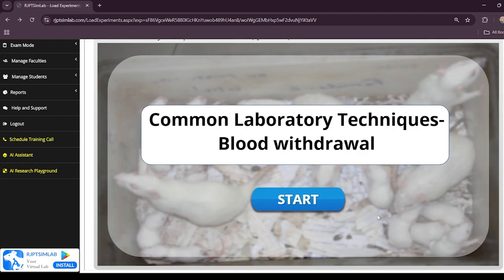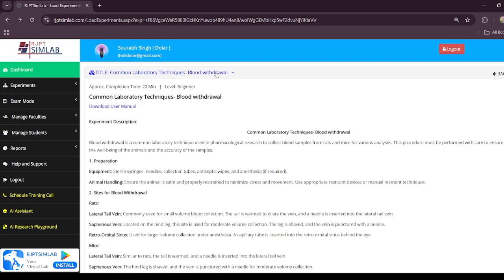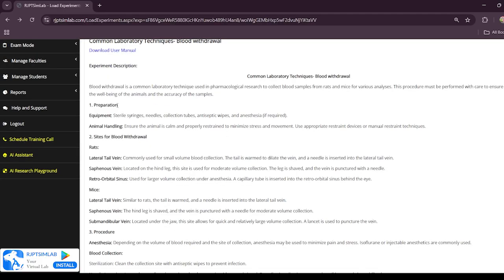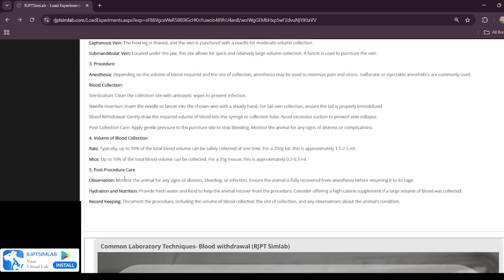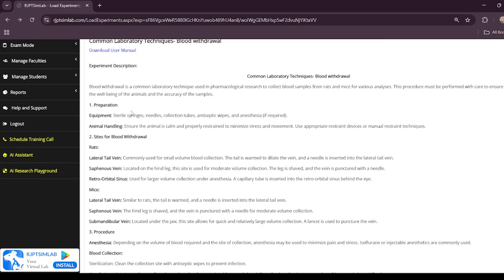In this video, we will study the common laboratory techniques for blood withdrawal. At the end of this video, we will be able to learn about the preparation of these common laboratory techniques, the site for blood withdrawal, the procedure of these techniques, volume of blood collection from these techniques, and the post-procedure care.